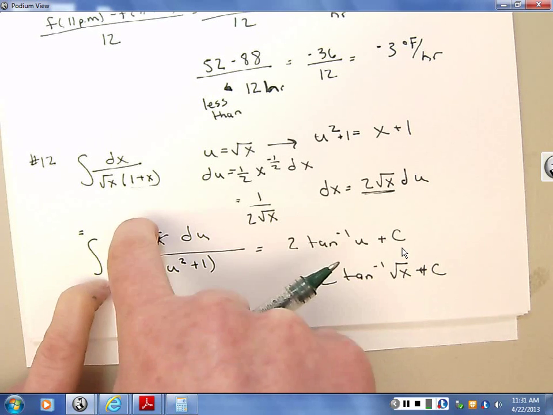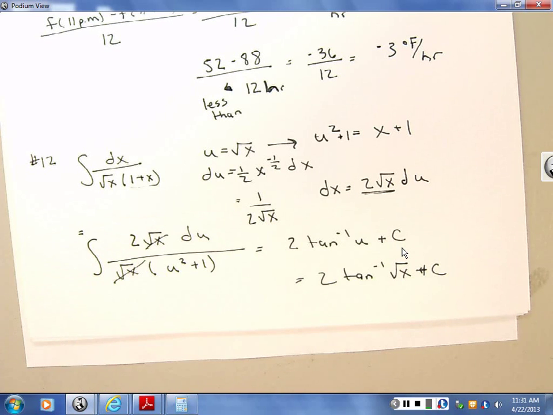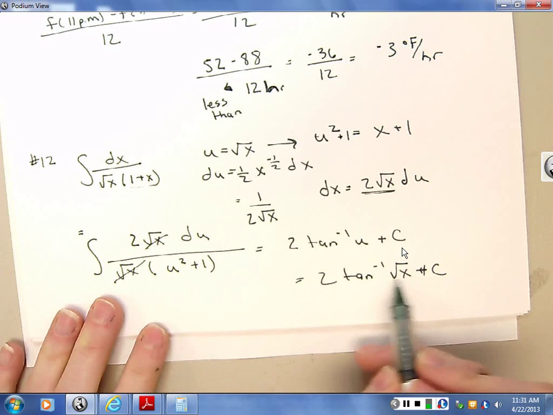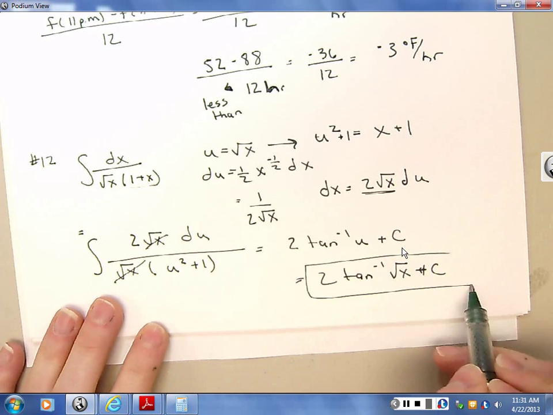So I cancel with the square root of x on top. Then it's tangent inverse in terms of u. So then the square root of x comes back in here. And this would be your answer there.